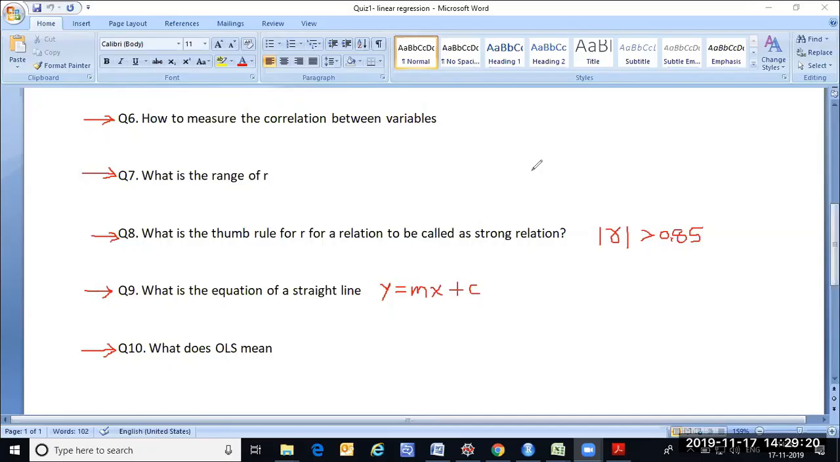Because we're going to make use of this equation to come out with the predictions of the output variable. Is it good to have more distance between the predicted values and actual values or less distance? It should be the least distance. And that is the reason we are selecting a line which maintains the least distance with all the data points.